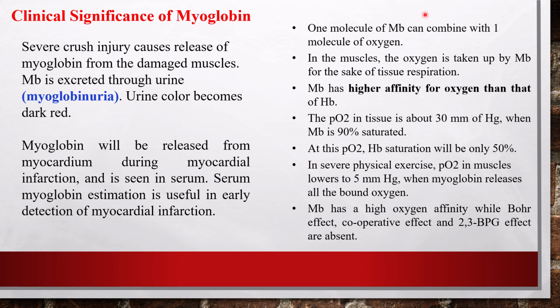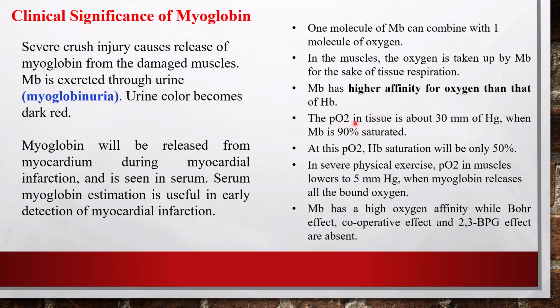So one molecule of myoglobin, as I've already told you, can combine with only one molecule of oxygen. So oxygen carrying capacity is very less, 1/4 as compared to hemoglobin. In muscles, the oxygen is taken up by the myoglobin for the sake of respiration. So myoglobin has higher affinity for oxygen than that of hemoglobin. Though affinity is more, the carrying capacity of hemoglobin is always more, as it has four sites for binding four oxygen molecules. As compared to myoglobin, only one heme site is available for oxygen binding.